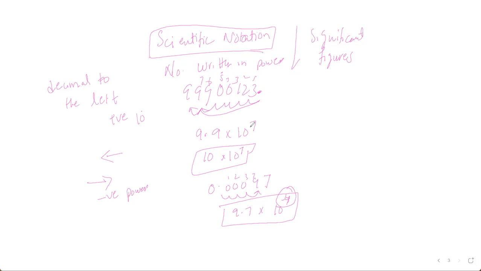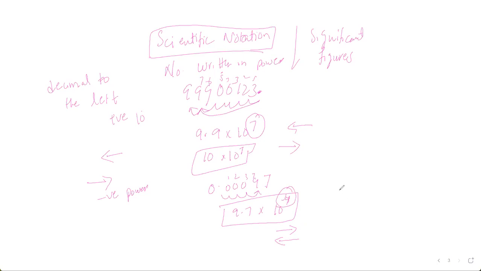So if we want to increase the positive power, we'll move the decimal further to the left. And if we want to decrease the positive power, we'll move the decimal to the right. Similarly, if we want to increase the negative power of 10, we'll move the decimal further to the right. And if we want to decrease the power of 10, we will move the decimal to the left.